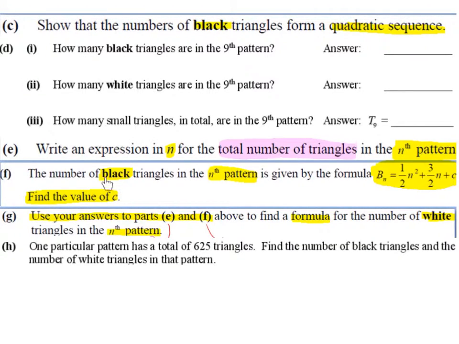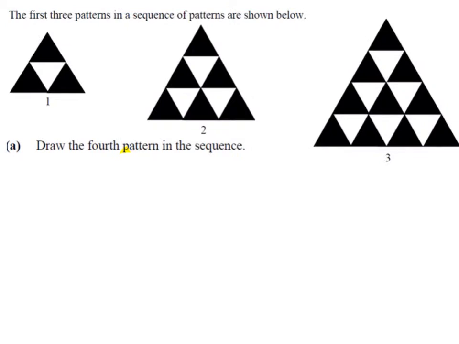F. The number of black triangles in the nth pattern is given by the formula Bn equals a half n squared plus 3 over 2n plus c. Find the value of c. Part G. Use your answers to part E and F above to find a formula for the number of white triangles in the nth pattern. And H. One particular pattern has a total of 625 triangles. Find the number of black triangles and the number of white triangles in that pattern.